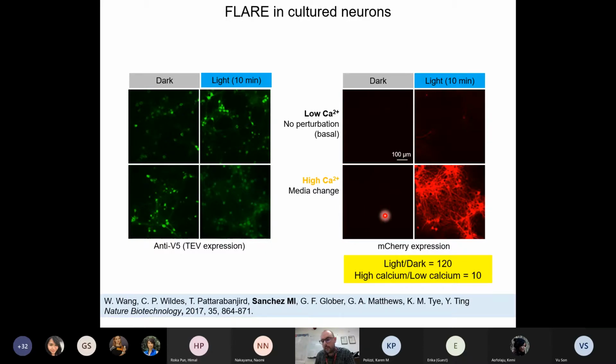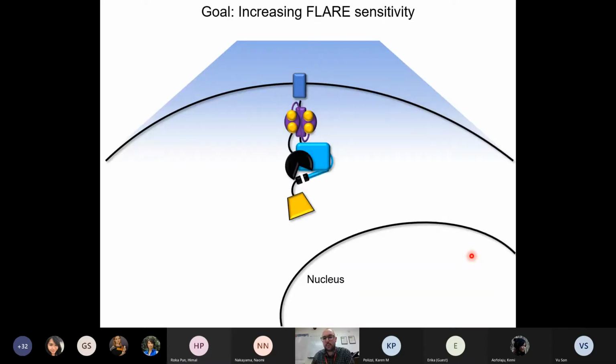This was a breakthrough in the field because we decreased the time that we use to label active neurons from 6 hours, 2 hours, to 10 minutes. However, it's still far away from the time scale that neurons use to process information, which happens in the time scale from milliseconds to seconds. One of the goals in my postdoc was to improve the sensitivity of this tool.